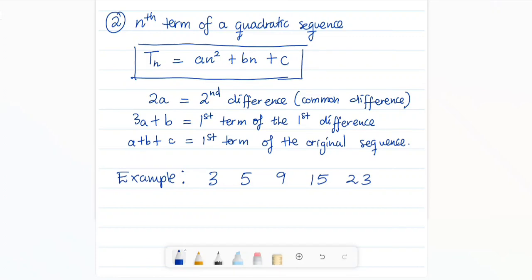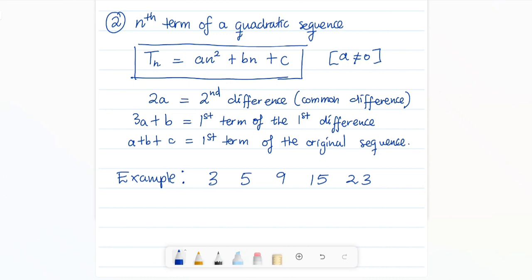Right, guys, so now I want us to look at the nth term of a quadratic sequence. When we talk of a quadratic sequence, it means the formula is n squared somehow, right? The general formula of a quadratic sequence is an squared plus bn plus c, where a is not equal to 0, okay? A is not equal to 0, because once a is equal to 0, everything else ceases to be a quadratic sequence, right?